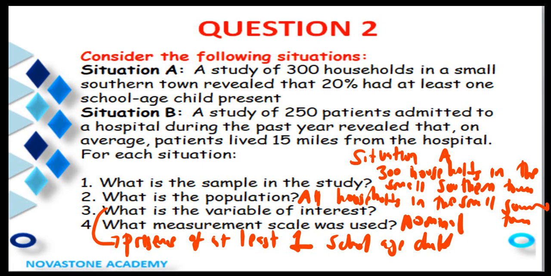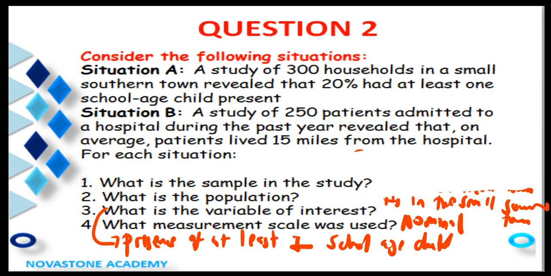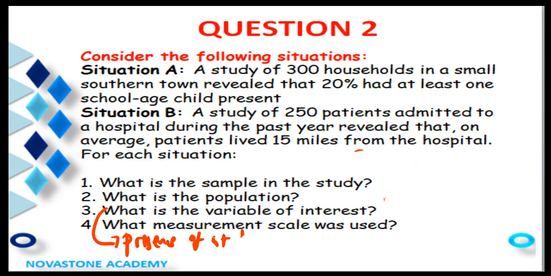Now let's talk about situation B. So that's how you go about situation A. Now what about situation B? For situation B, a study of 250 patients admitted to a hospital during the past year revealed that on average patients lived 15 miles from the hospital. Now what would be our sample in this case?